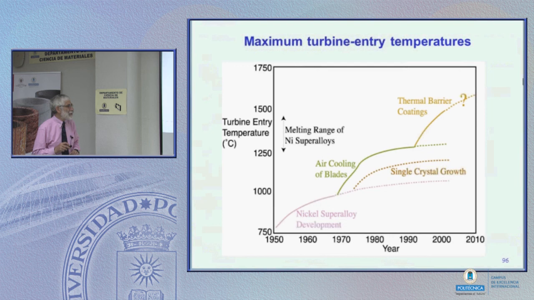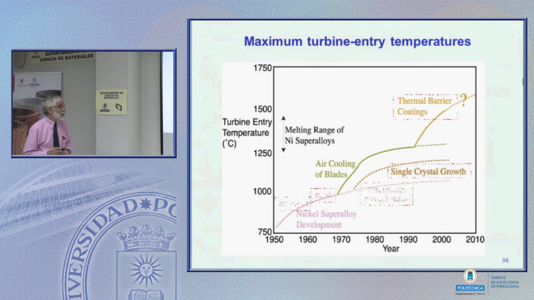Now we're in the nickel superalloys, and by changing to the single crystals and the air cooling and the thermal barriers, we have doubled the temperature at which the gas can go into the engine. But we've now come to the limit. And so we now have a problem.